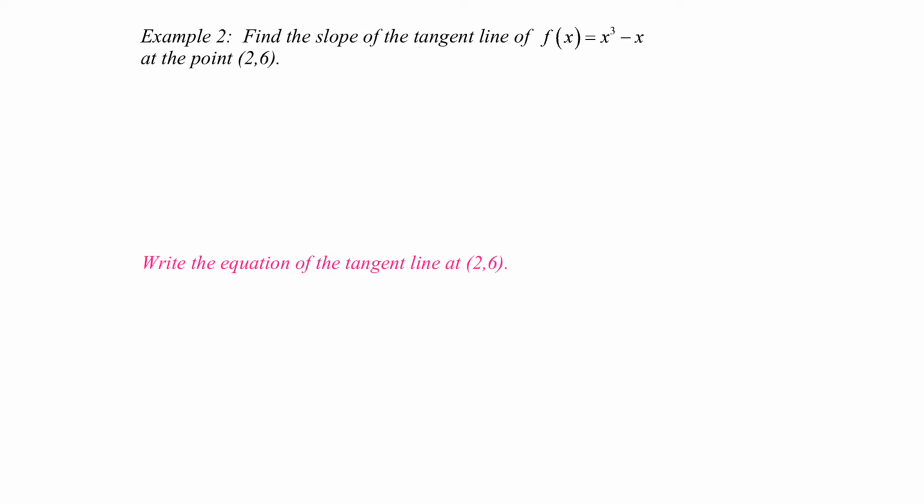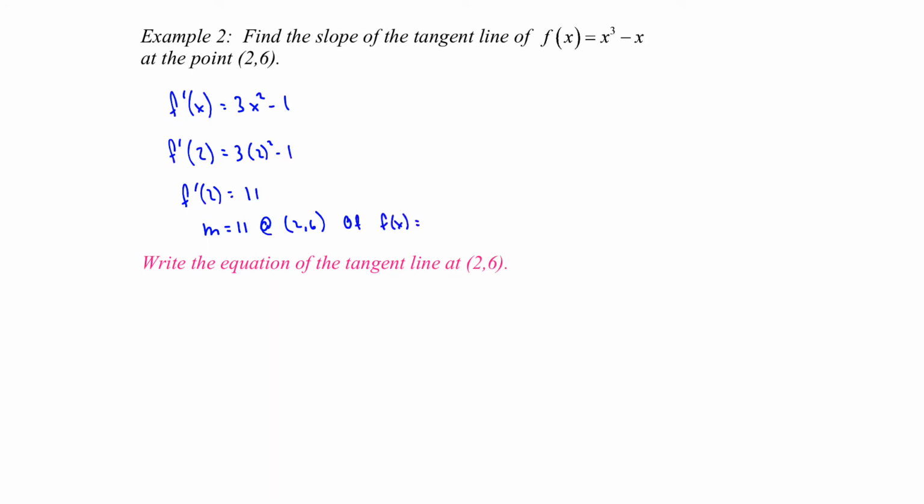Let's go ahead and find the derivative of the function, which would be 3x squared minus 1. And then just like before, if I'm trying to find the slope at a given value of x, which is x equals 2, I'm just going to plug 2 into that formula for the slope of any value of x. And what do we find out? 3 times 4 is 12. 12 minus 1 is 11. So we know that the slope is 11 at the point (2, 6) of the function x cubed minus x.